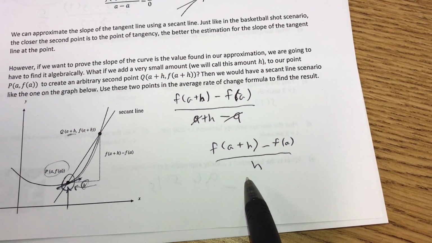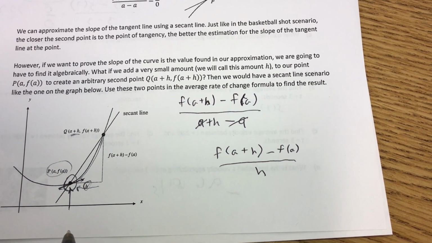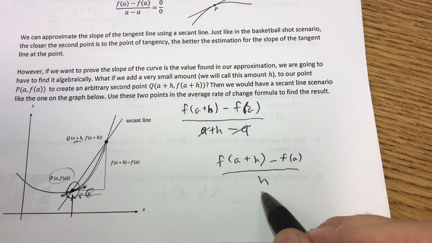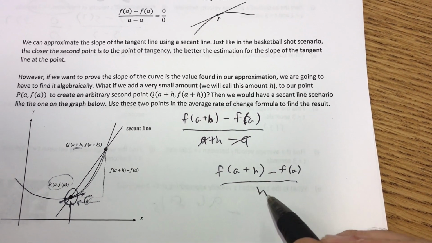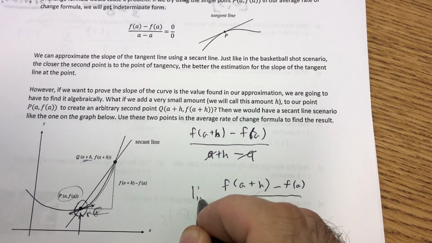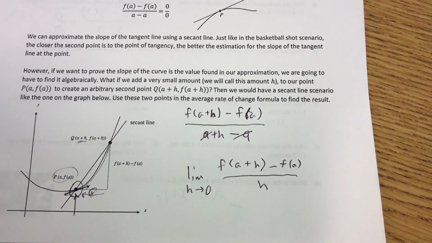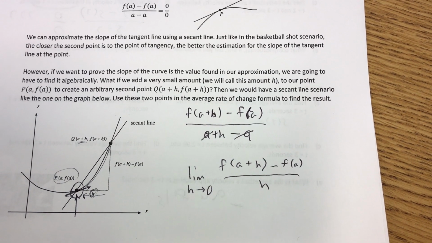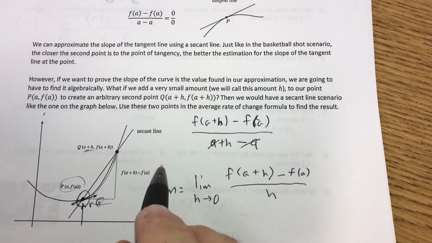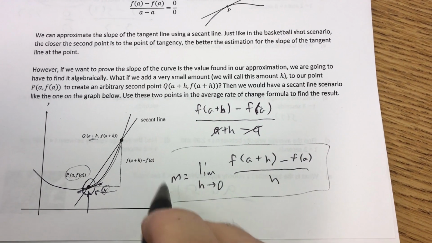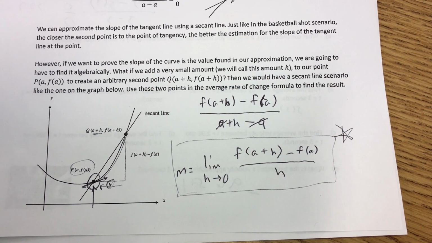Now, I want h to behave like nothing. I want it to behave like it's 0. But I can't plug in 0 here. But we have a calculus tool that allows h to become 0. So what we will do is take the limit of this expression as h approaches 0. And what this does is this tells us the slope of a line at a single point. Put a star next to this and memorize this.